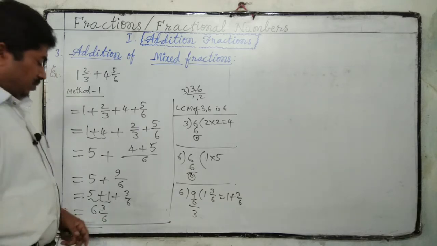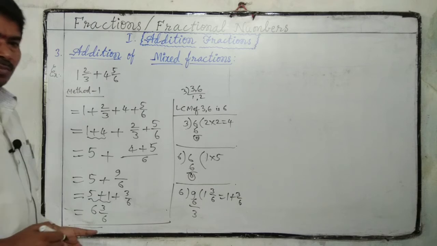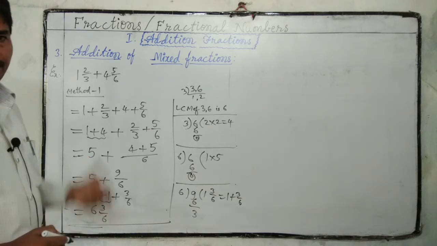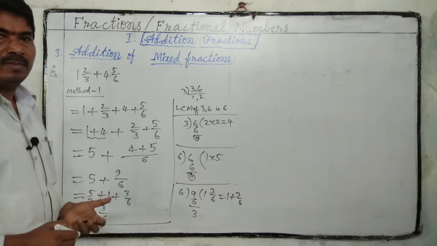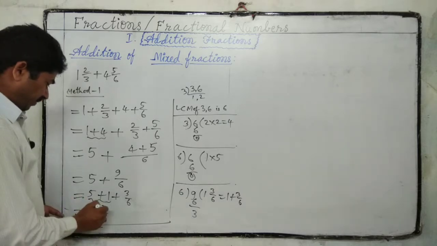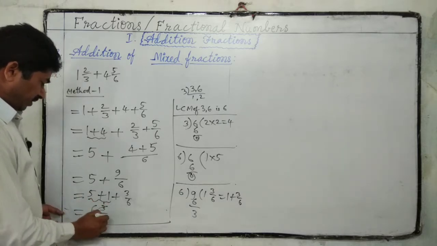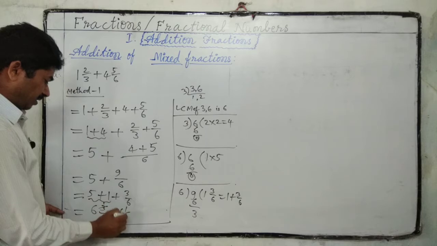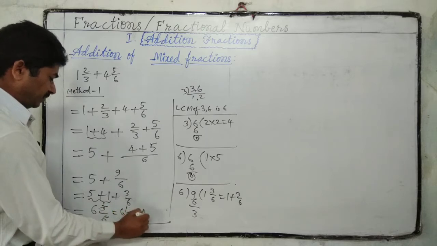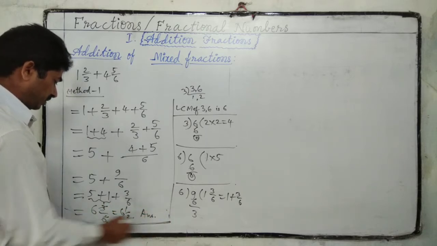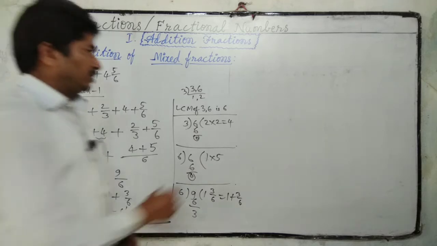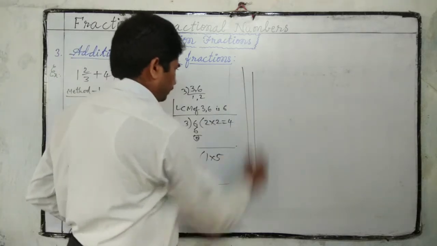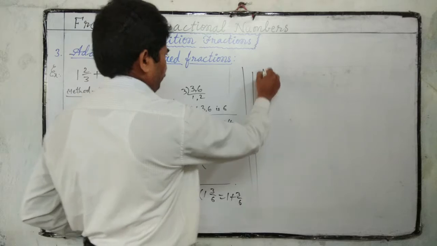We have to write the answer always in simplest form, or standard form, or lowest terms. That's why we can cancel also. 3 ones are 3, 3 twos are 6. 6 and half. The final answer is 6 and half, 6 1 by 2. This is method 1. Next, method 2.